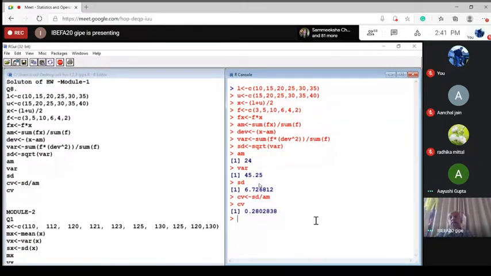So the module 1 introduction is computation of mean, variance, and standard deviation for grouped as well as ungrouped data and functions of the data. That's all. That is our module 1.